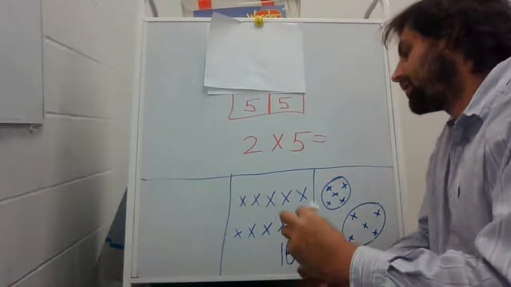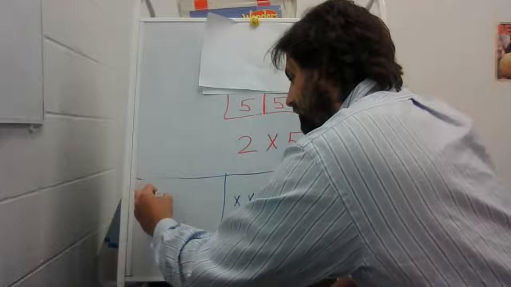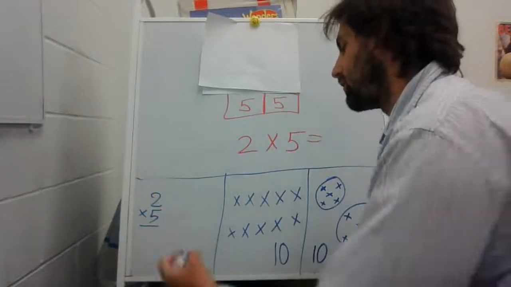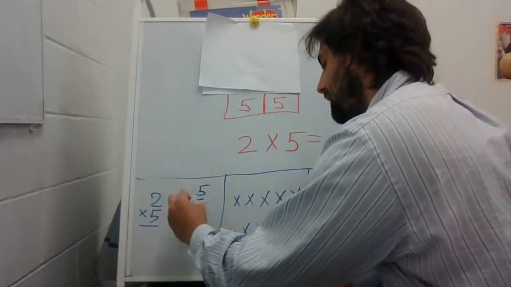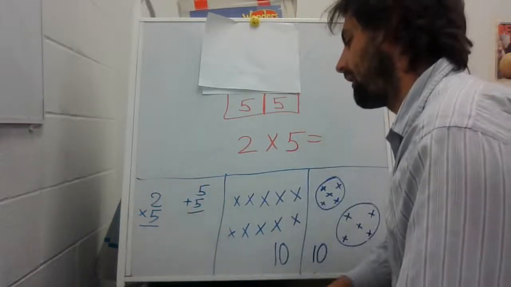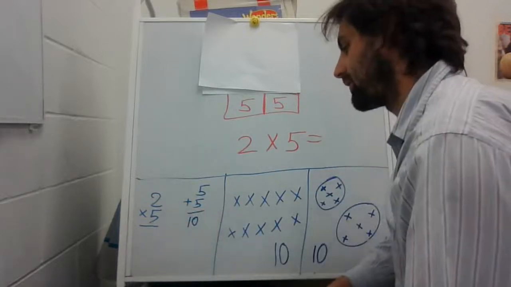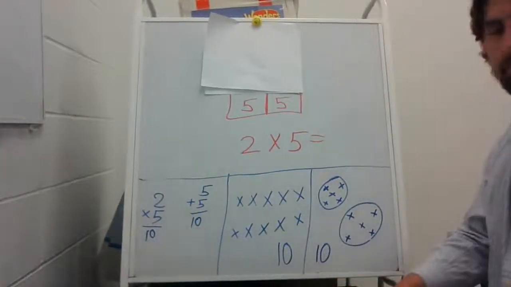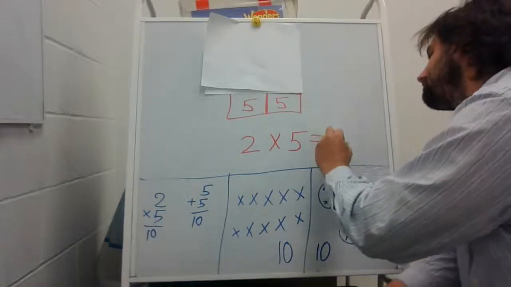Now, last strategy. 2 times 5 means that you're adding the number 5 2 times. That's just another way of writing 5 plus 5, basically. So if we add 5 plus 5, that equals 10. 2 times 5 also equals 10. So our answer for this multiplication problem is 10.